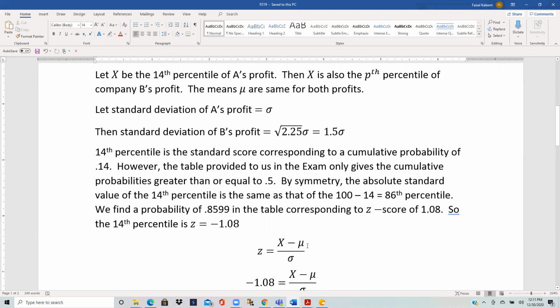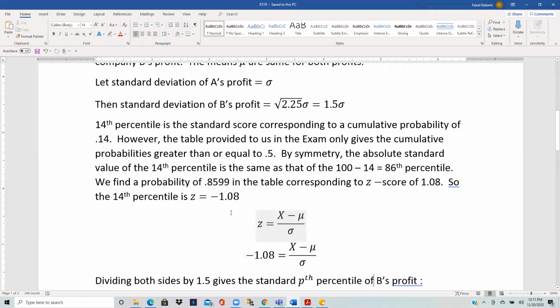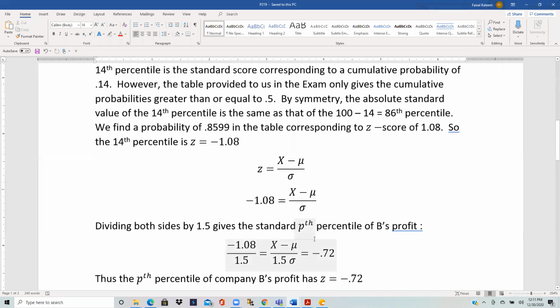Now, Z is X minus mu over sigma. X is the percentile in terms of the actual values, not the Z values. And we can substitute Z equals negative 1.08 over here. So this is for company A. And now company B has everything the same. Remember, X was the same, mean was the same, but the standard deviation was 1.5 times this standard deviation.